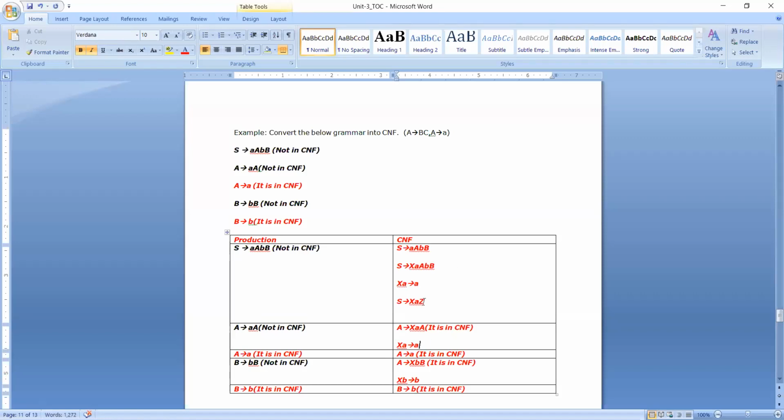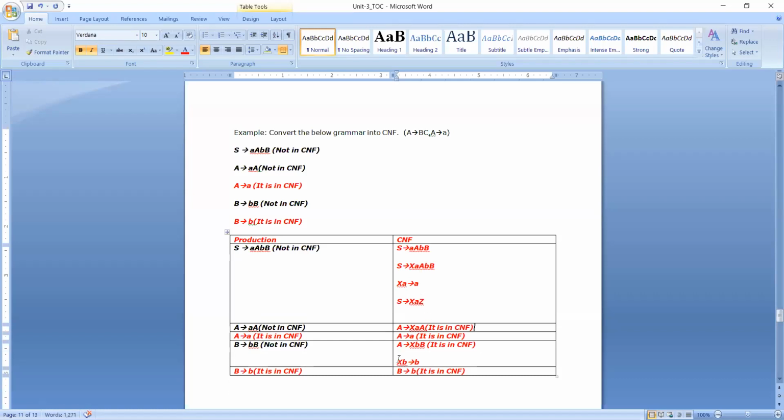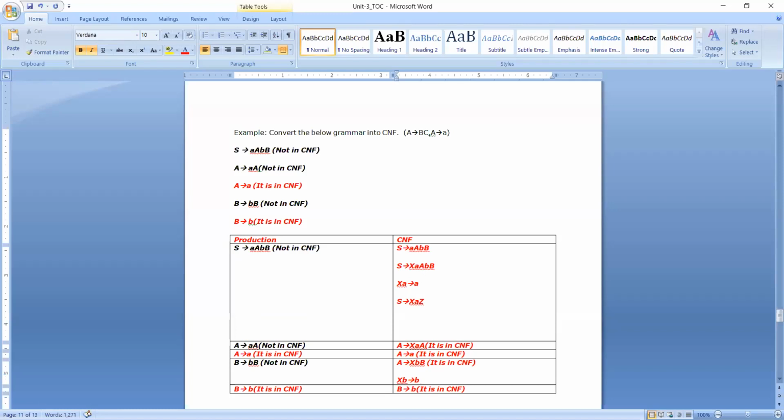As we have already written XA, there is no need for us to write what XA is again. Then next we need to specify what Z is. Z derives to capital A small b and capital B. Now this is what we are going to get.